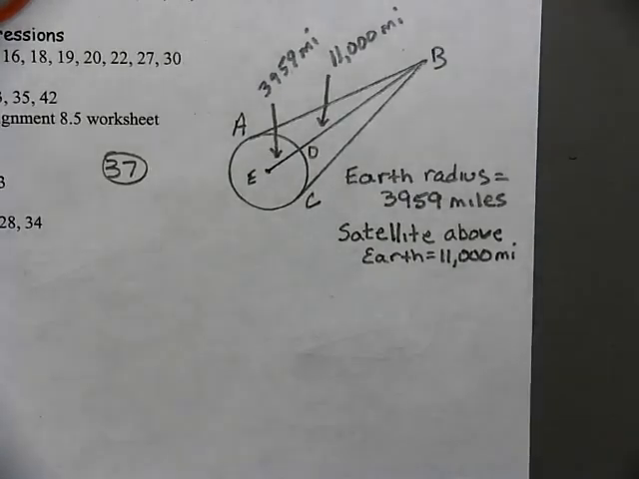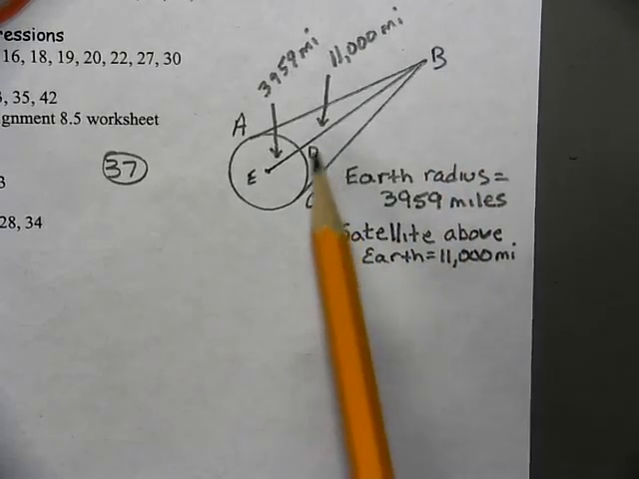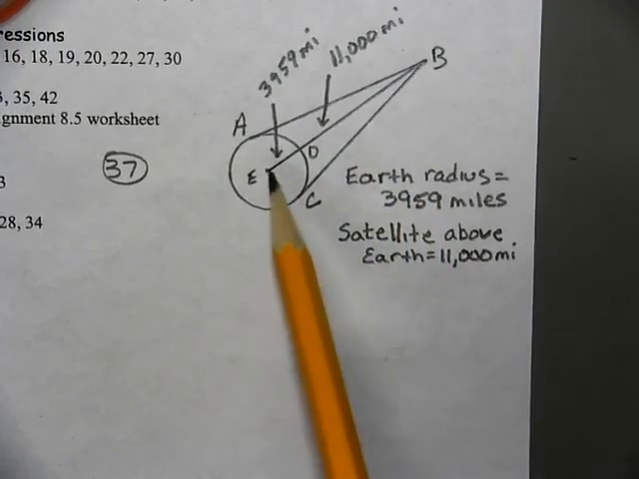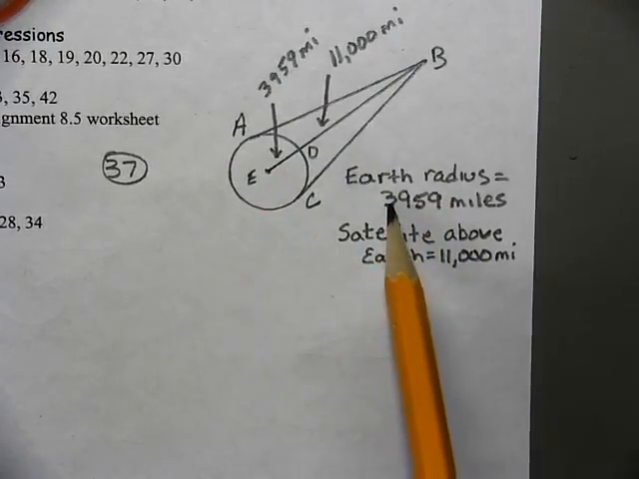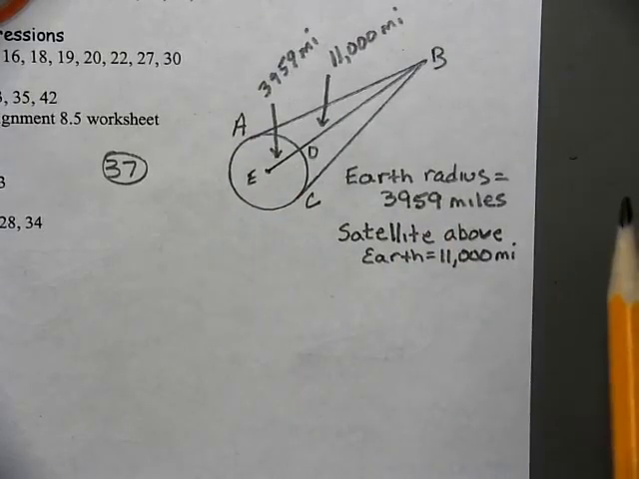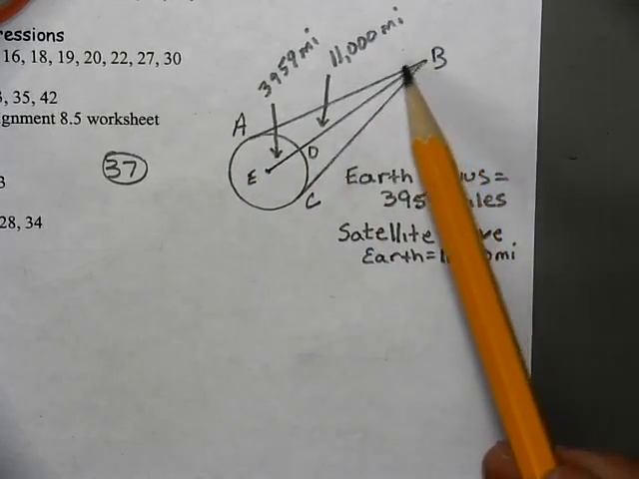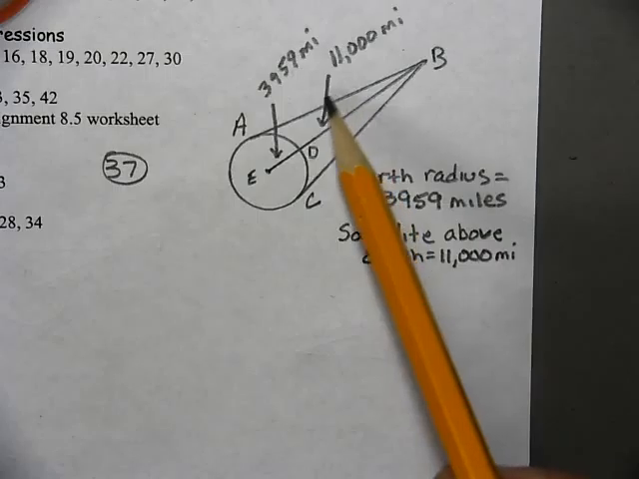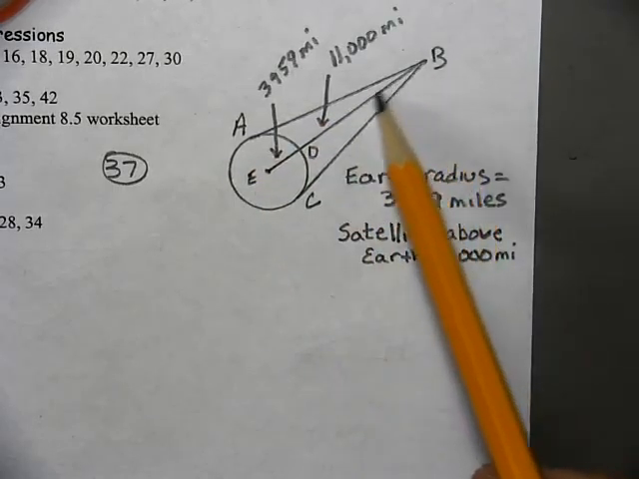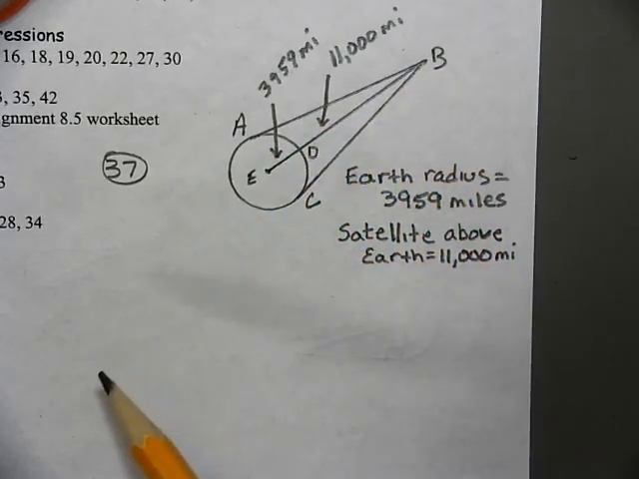For number 37, we're looking at a satellite that is above the Earth, 11,000 miles. The Earth itself has a radius, they're calling it to be 3,959 miles. What we're supposed to find out is BA, how far is the distance that the satellite can display out to the edge. It's 11,000 here, so this should be more than 11,000 coming out here to the edge.